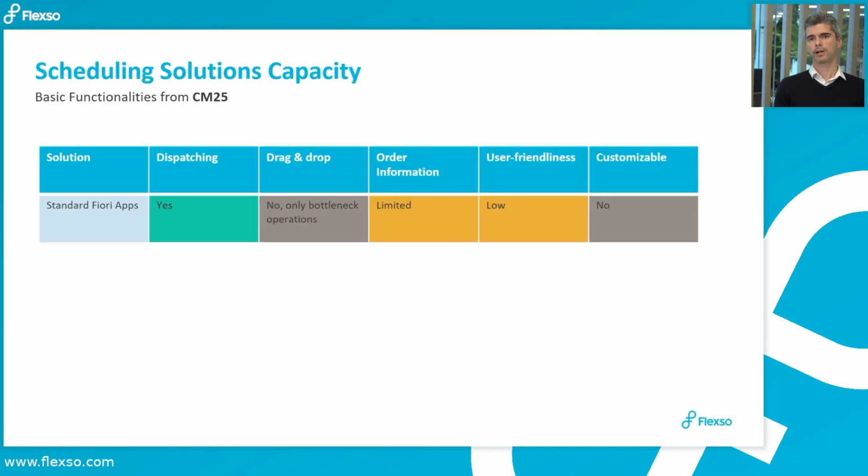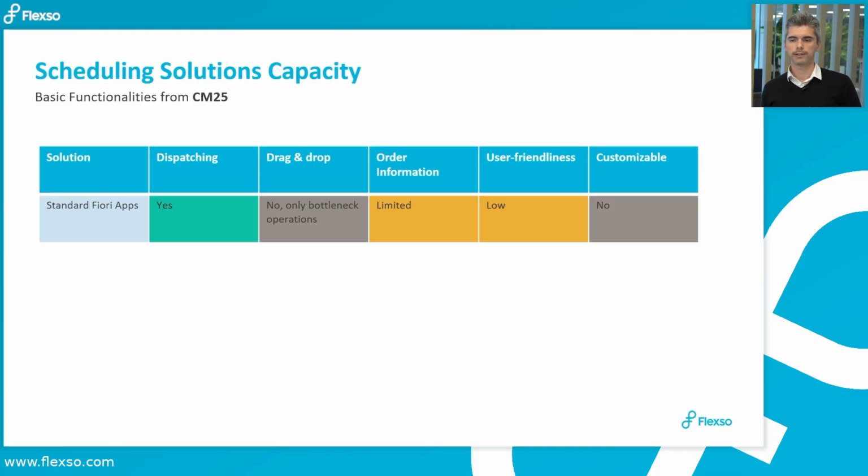So, to summarize, comparing these three embedded Fiori applications to CM25, the first requirement that's important is the dispatching, and that works fine. If you want to dispatch and sequence operations in standard Fiori applications, S/4HANA Private Cloud, it's possible, and these three apps will allow you to do that. Drag and drop on a Gantt chart planning board, that's more difficult. Not really, only those bottleneck operations. However, that's very restrictive. Order information, fine in the table form app, but in the Gantt chart, it's very limited, making it less useful.